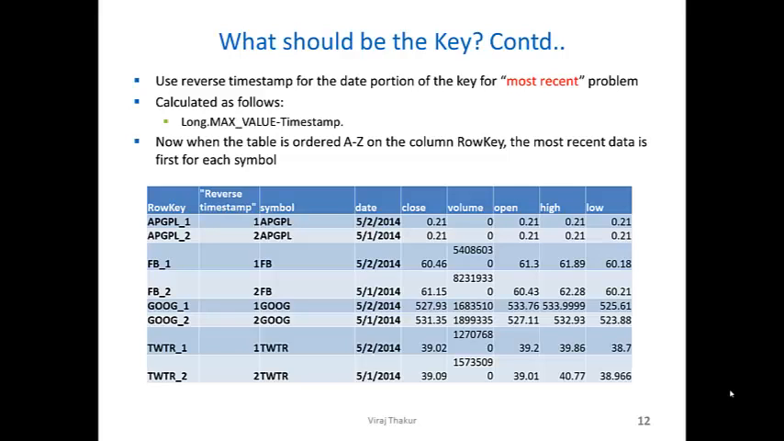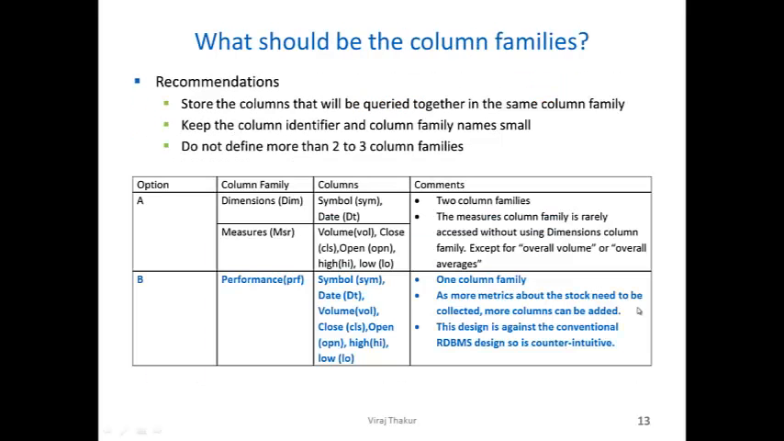I assigned a reverse timestamp manually for my prototype, such that the most recent row actually gets a lower value than the older row. Now when the table gets sorted A to Z, my most recent row for a given symbol is the first row. What should be the column families in this model? I came up with two options, and considering the recommendations, I chose option B, where all columns are in a single column family.